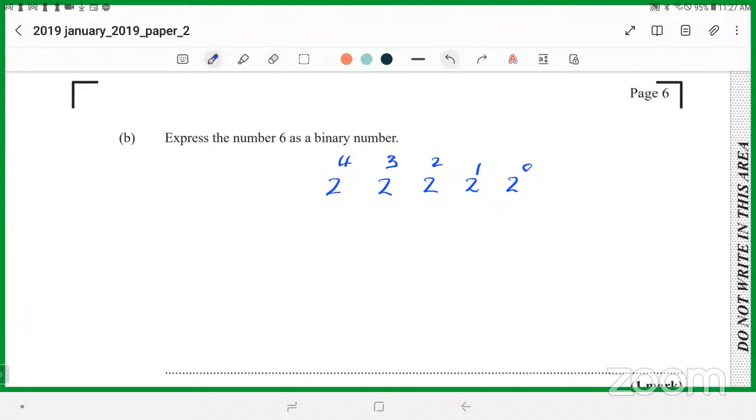This 2 to the 0 is 1. This 2 to the 1 is 2. This 2 squared is 4. This 2 cubed is 8. And this 2 to the 4th power is 16. Those are just your place values in the binary system.